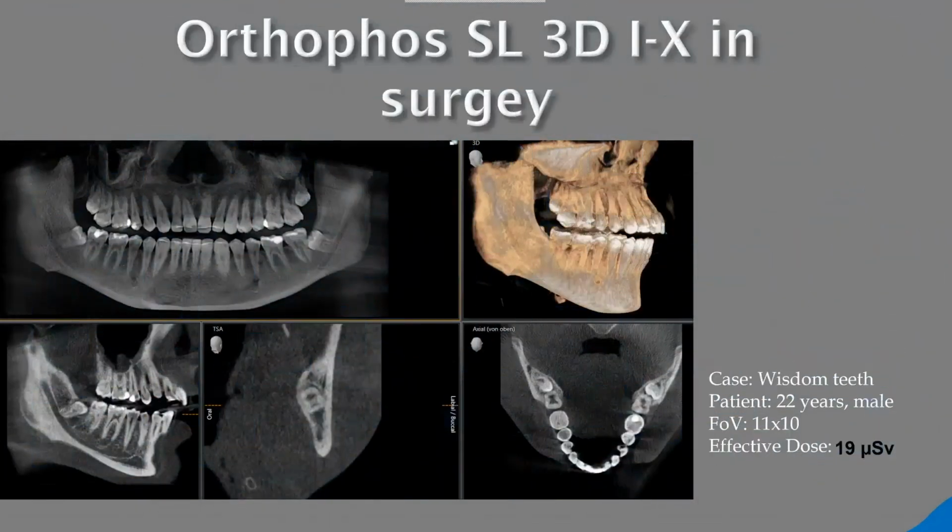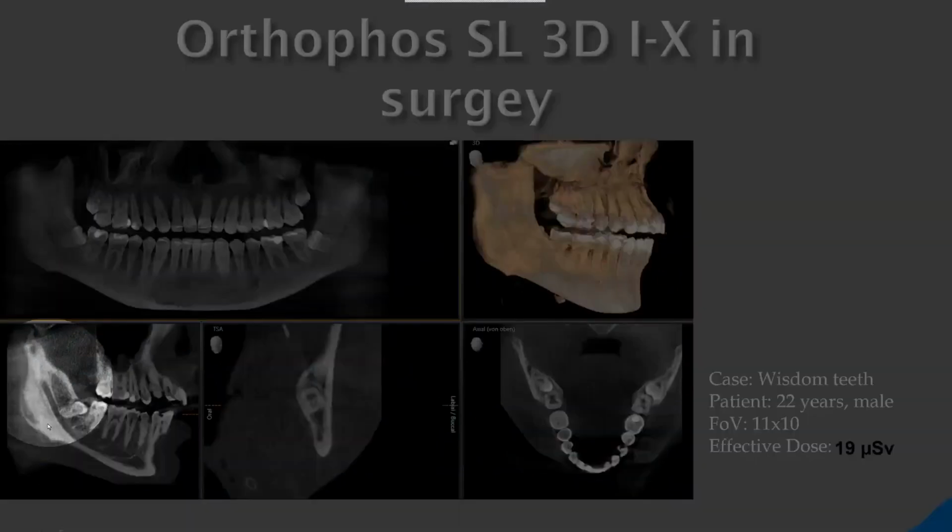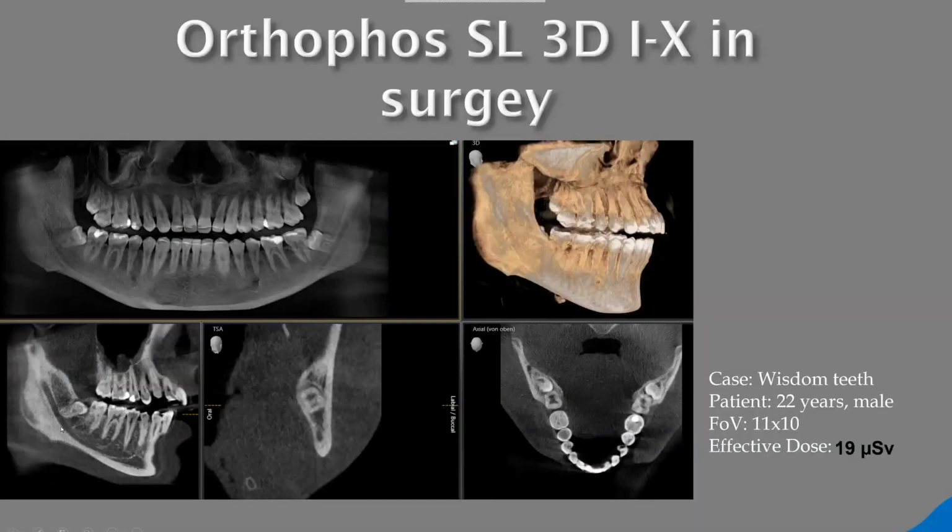And there's also some really cool things. This is with the Orthophos SL. These are some of the ultra low dose protocols. And so with this one, this is a 22-year-old male. They wanted to look at the wisdom teeth in connection with the mandibular canal. You can see our mandibular canal very, very nicely right there. And this is about 19 microsieverts. So just to give you some context of this, a panoramic image is about 14 microsieverts. So this is just a little bit more than a panoramic unit, and you're able to see things in all 3 planes.